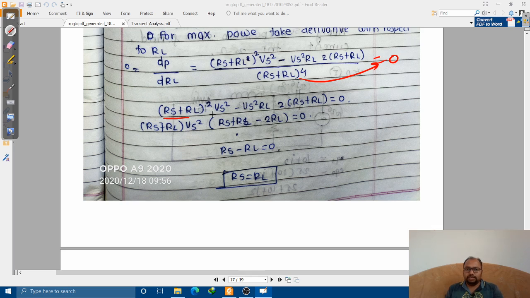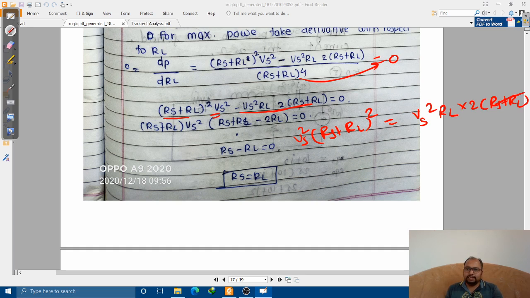Okay, so let us simplify this. Fine. Okay, so (Rs + RL) is a bracket square. Once I transfer this, it is also having a Vs square. So let us transfer this term to the right hand side. So it is going to become Vs square into RL multiplied by 2 into (Rs + RL), right?